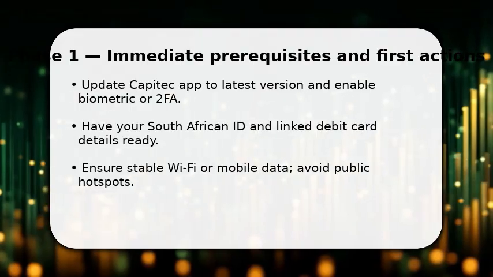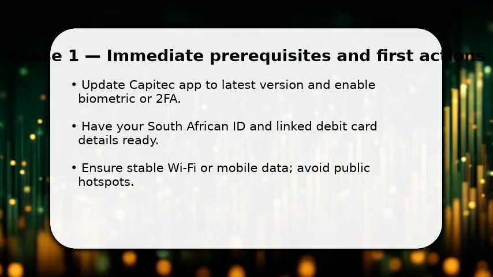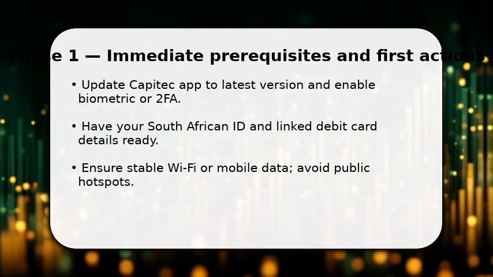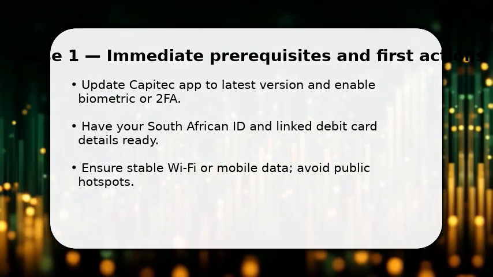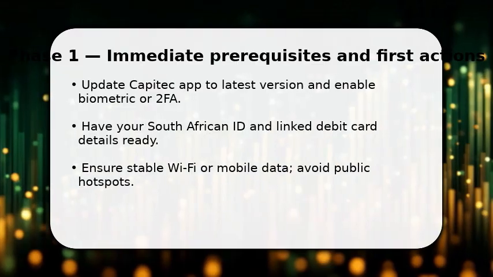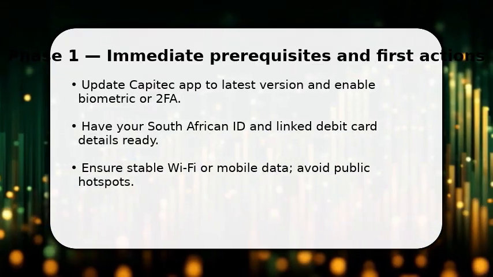You'll begin by confirming essentials. This saves time and prevents errors. Open the updated Capitec app and authenticate with fingerprint, Face ID, or your PIN. Once logged in, tap the wallet or profile icon. This brings you to settings where limits live.